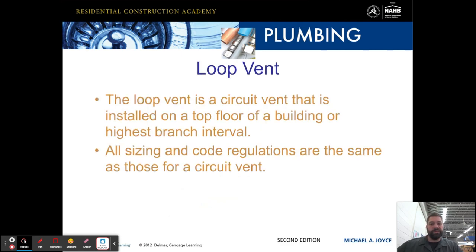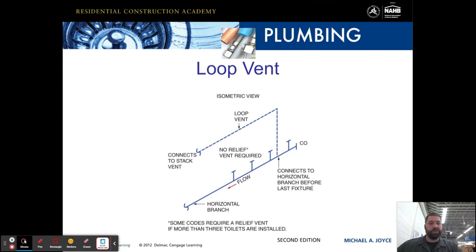The loop vent is a circuit vent that is installed on the top floor of a building or highest branch interval. All sizing and code regulations are the same as those for a circuit vent. So keep in mind this is only for the top floor of a building or the highest branch interval. So the loop vent connects to the vent stack, and you can see where it comes up here.